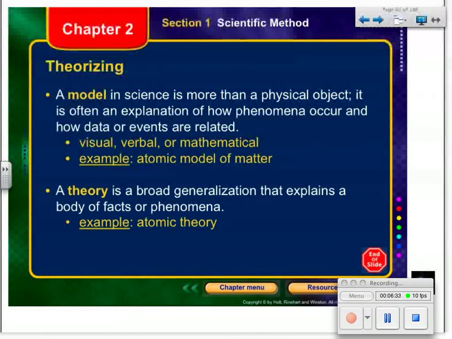A theory is a broad generalization that explains a body of facts or phenomenon, the atomic theory. Another way to say that is a theory explains a set of observations. The atomic theory talks about electrons, it talks about observations about neutrons and protons, it talks about the nucleus, it talks about different forces that are in the atom. These are all kinds of observations that many experiments have shown, and it all comes together in one theory. The theory of gravity is another one. Any questions about theories and models?